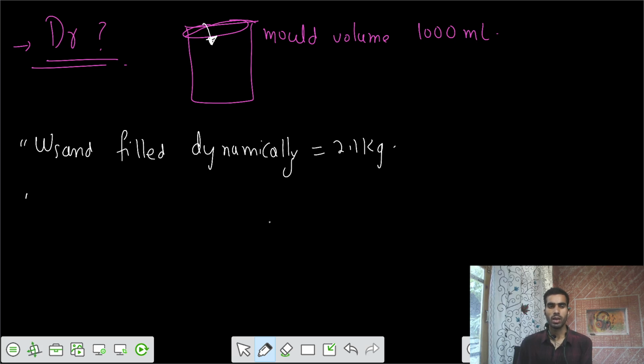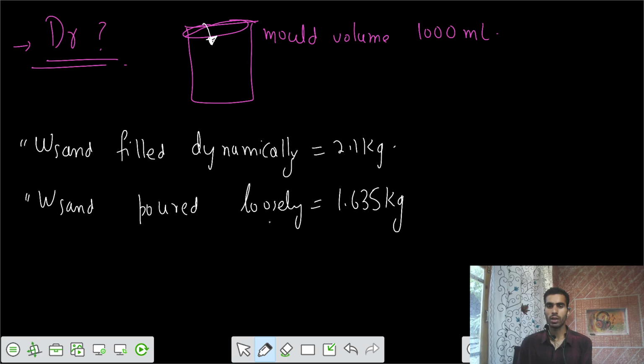Similarly, the weight of the sand, if I pour it loosely, I want to make it in a loose condition, is only 1.635 kgs occupying that 1000 milliliters. That means less sand has been filled in the mold. So that's your loose condition. And the third condition is the on-site condition, the in situ condition.